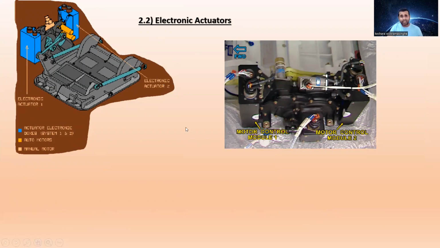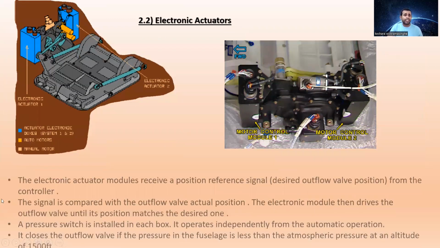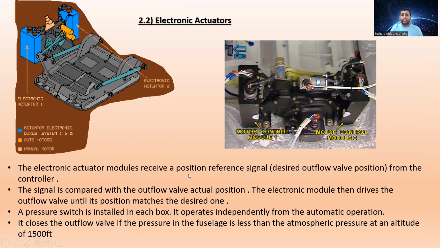Electronic actuators. The electronic actuator modules receive a position reference signal, the desired outflow valve position, from the controller. The signal is compared with the outflow valve actual position. The electronic module then drives the outflow valve until its position matches the desired one. You can see motor controller module 1 and motor controller module 2.